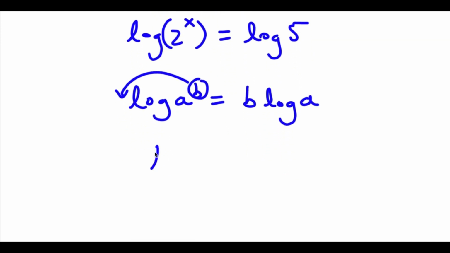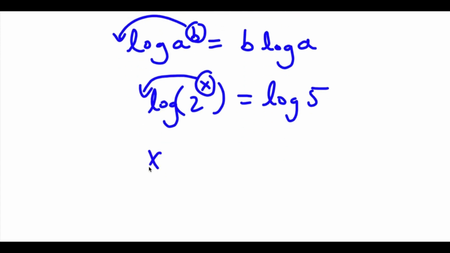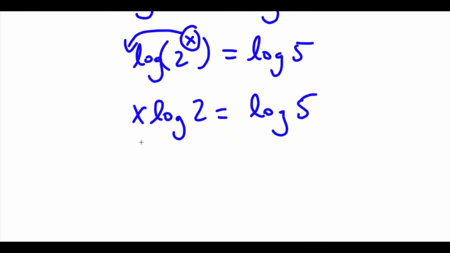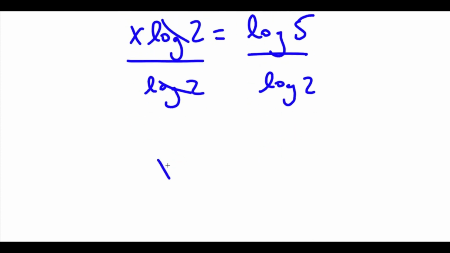So now, from log 2 to the power of x is equal to log 5, by using this property, I can move x to the front. So now I have x times log 2 is equal to log 5. Now, solving for x is really simple. All I have to do is divide by log 2 on both sides. Now these two cancel out, and I'm left with x is equal to log 5 over log 2.